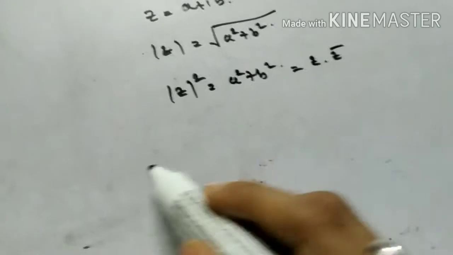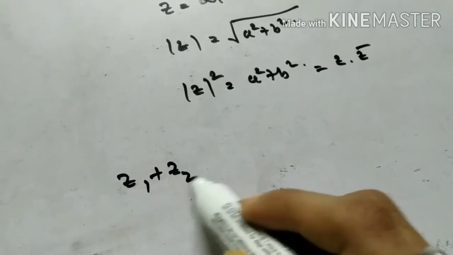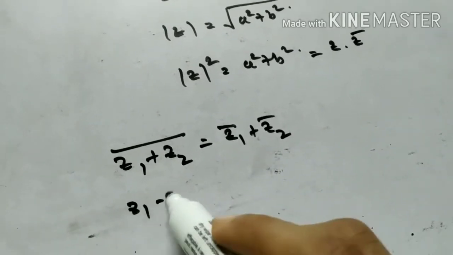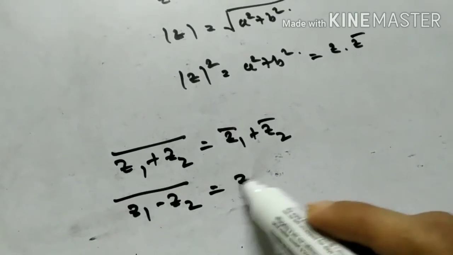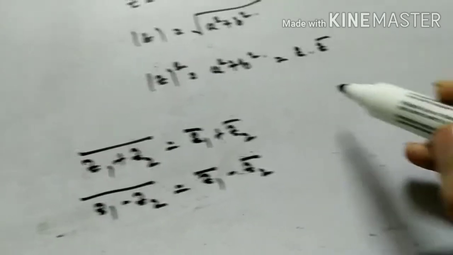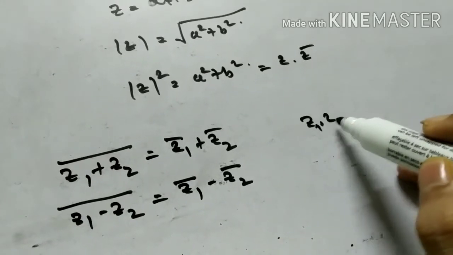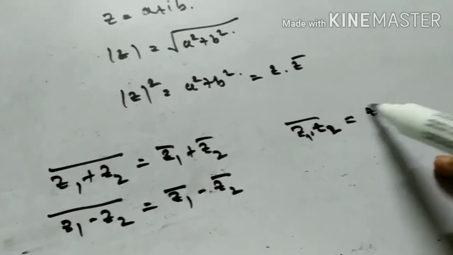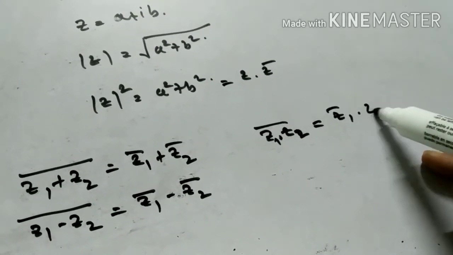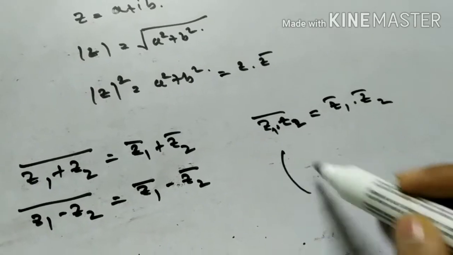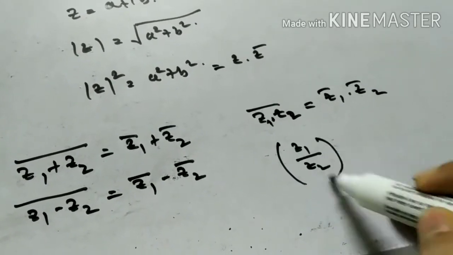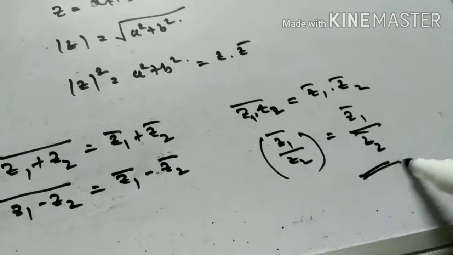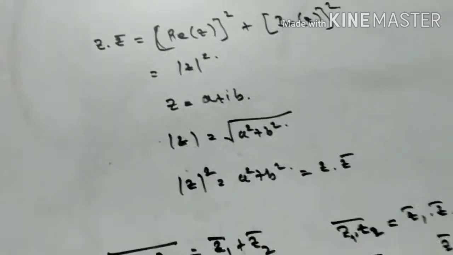So Z into Z bar, you can write this as modulus Z the whole square also. And next few properties are given: (z1 plus z2) whole bar is z1 bar plus z2 bar; (z1 minus z2) whole bar is z1 bar minus z2 bar; (z1 into z2) whole bar is z1 bar into z2 bar; and (z1 by z2) whole bar is z1 bar by z2 bar. These are some properties given.